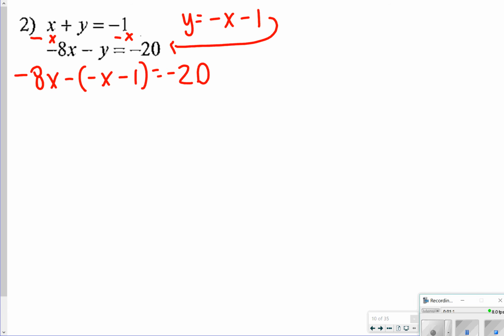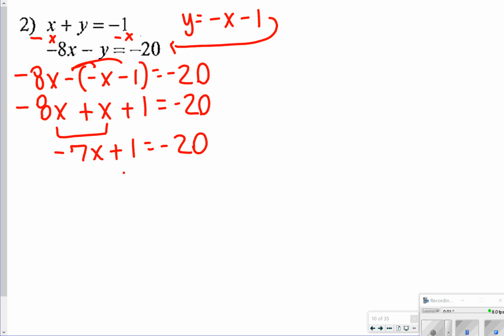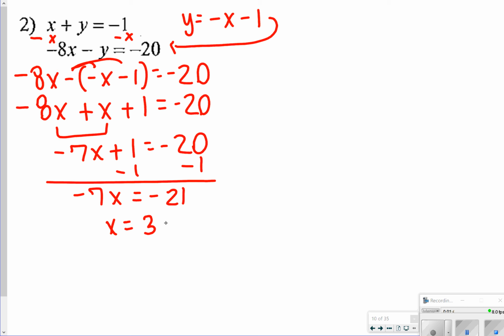So here it is where I plugged in my y, and notice again that I'm still distributing a negative number to both the negative x and negative 1, so that's going to make both of those positive. Next, I can go ahead and combine like terms and then solve for x. If I subtract 1 from both sides, I get negative 7x is equal to negative 21, so x is equal to a positive 3.